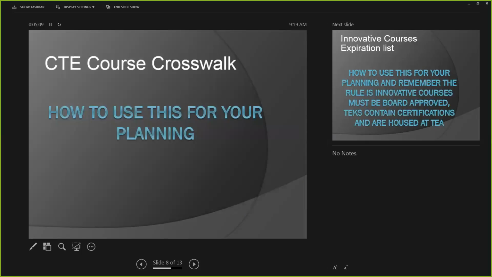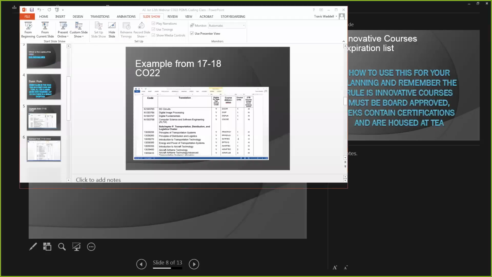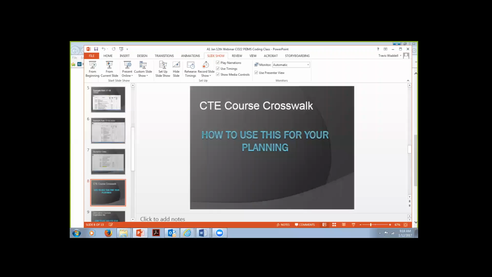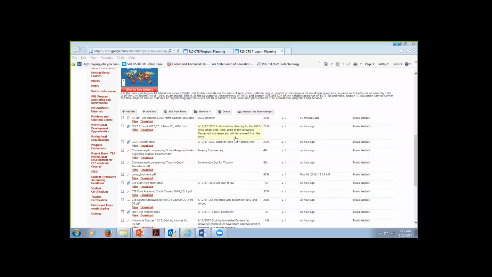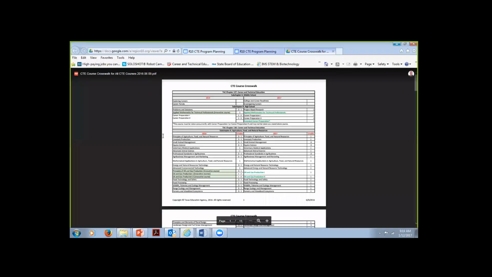So, the CTE course crosswalk document. We're going to go and look at the course crosswalk document. And let me get out of this page here. There we go. So we're going to look at the course crosswalk. If you notice, it's over here. We'll pull up the view section from the Google page we have. Come in a little bit on it.